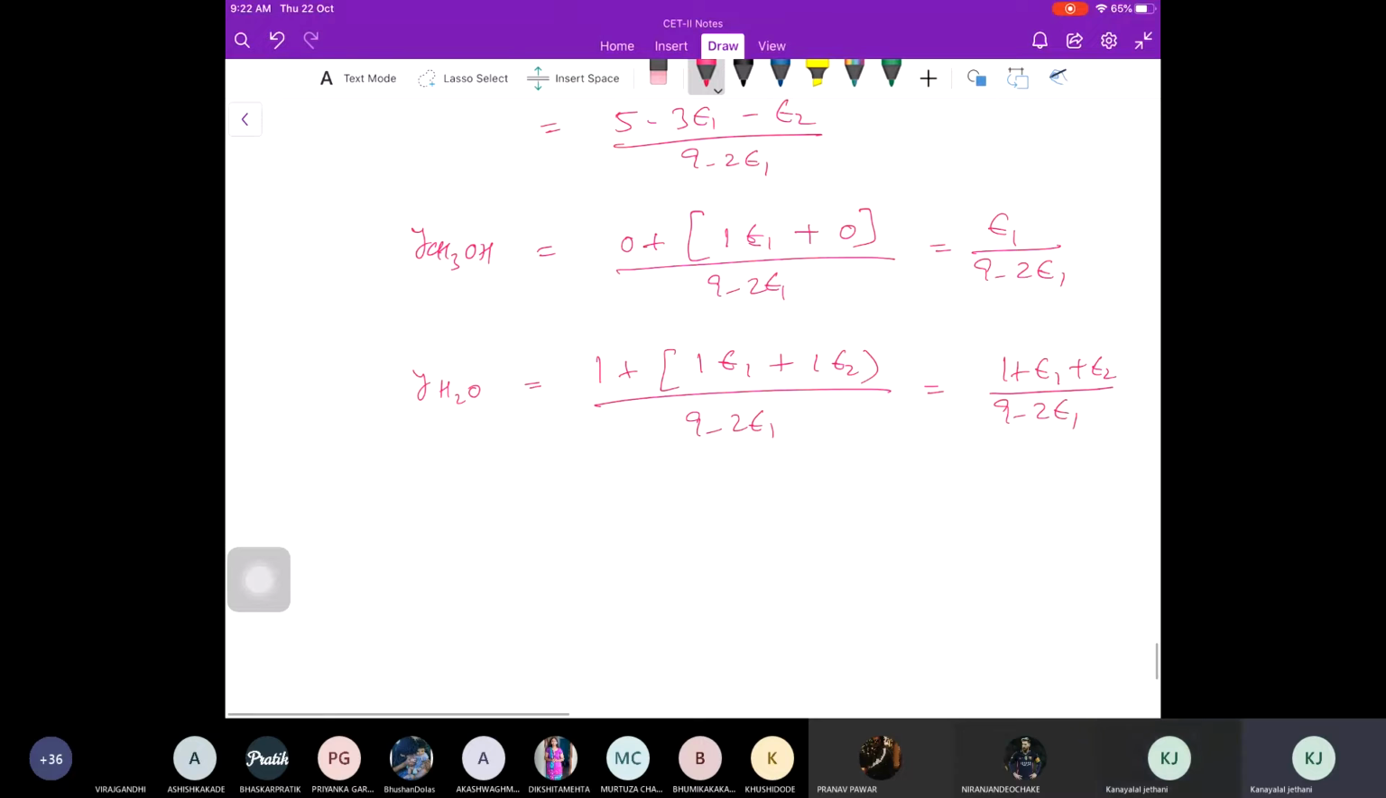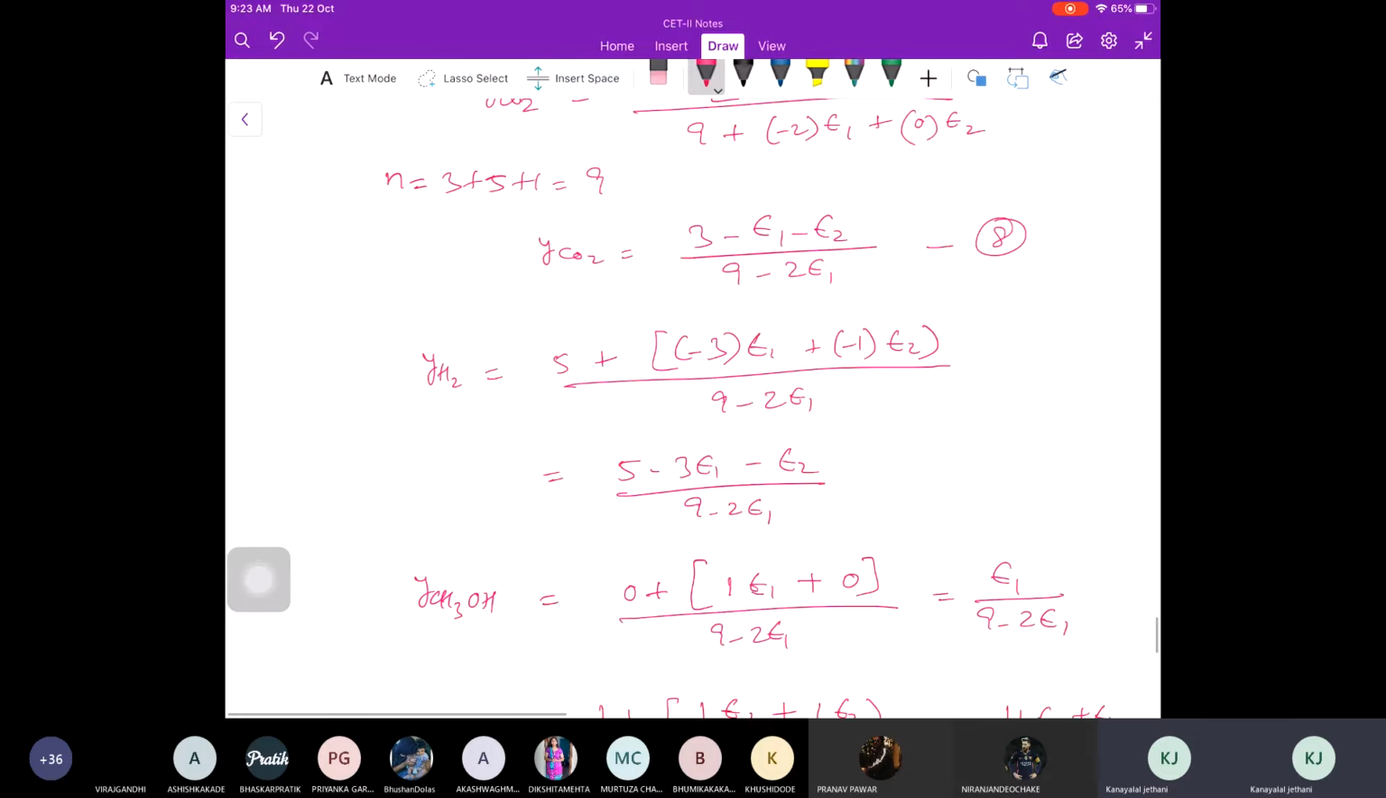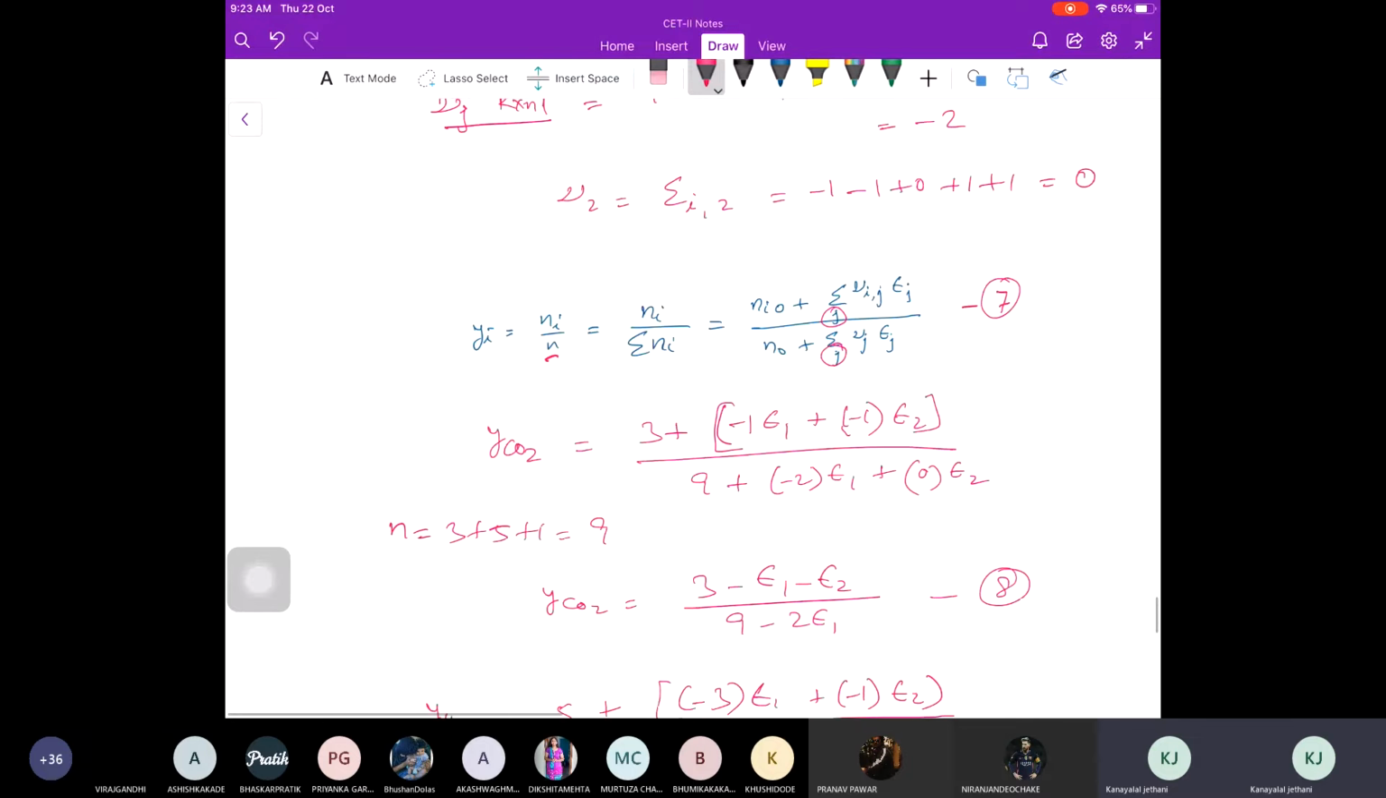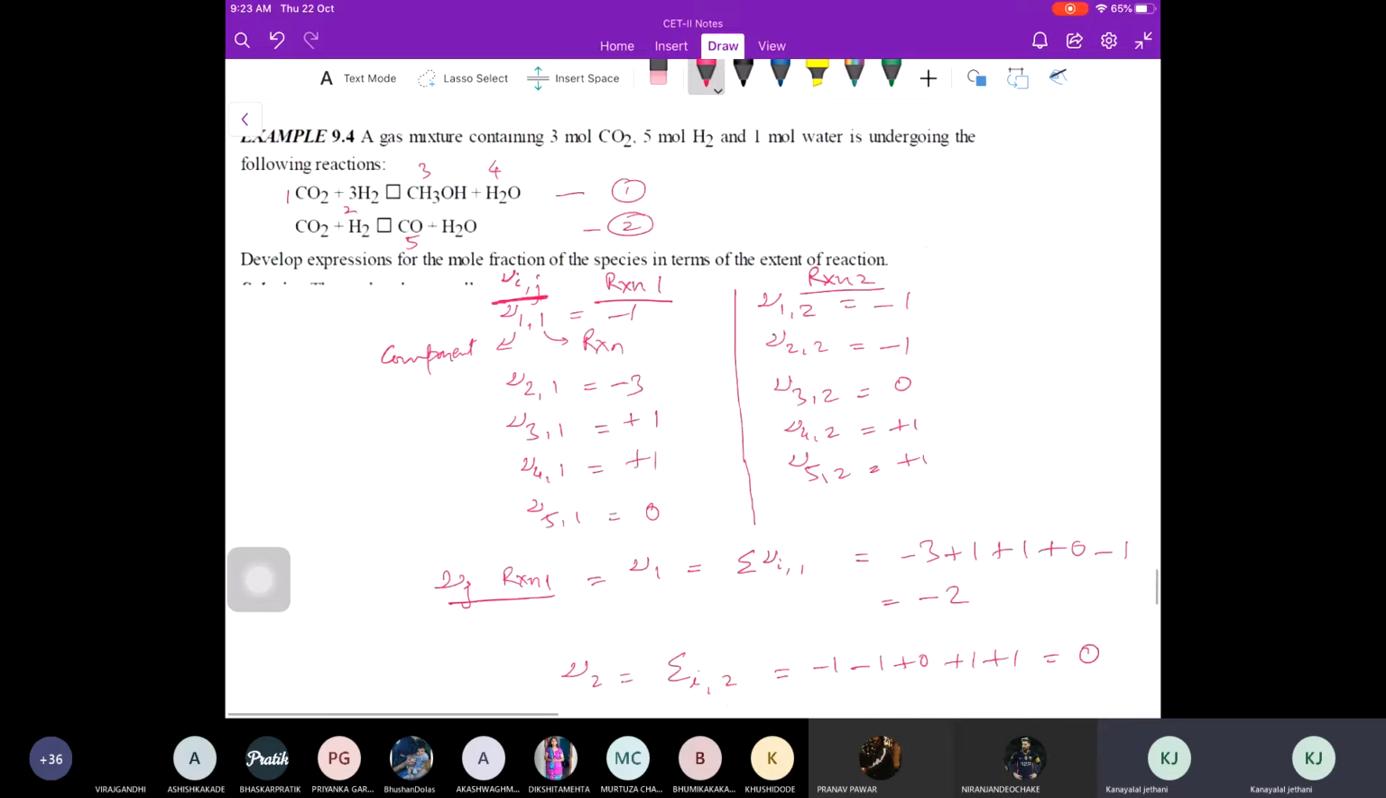Okay? Any questions on YH2? Because it is there in both the reactions, we have to add for both. And finally we have to see Y of CO, carbon monoxide, in the second reaction. Initially how much is YCO?